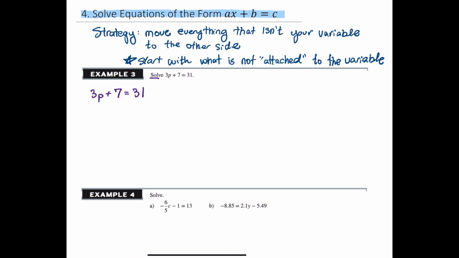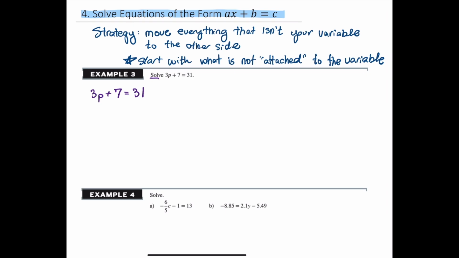So this is a little bit harder. Maybe you can just look at it and see what that value should be. But this is where it becomes more useful to use these algebraic techniques. We can procedurally, step by step, move things over to the other side until we have our variable left over. Sometimes students want to start by trying to get rid of the thing attached to the variable, but you always want to start with everything that's extra. So that's what I mean by what is not attached to the variable.